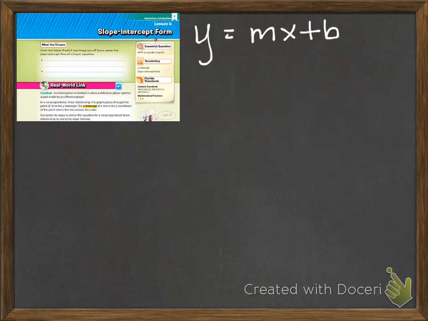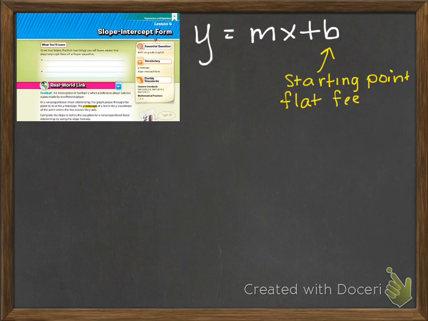So in this slide, I'm going to focus specifically on the B. So in real world problems, and I like to start with those so that it solidifies. In real world problems, the B is going to represent a starting point, a flat fee, a fixed cost.